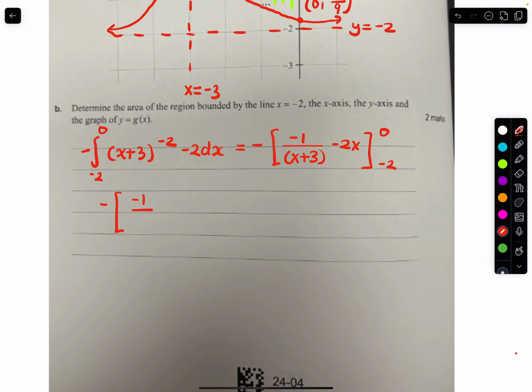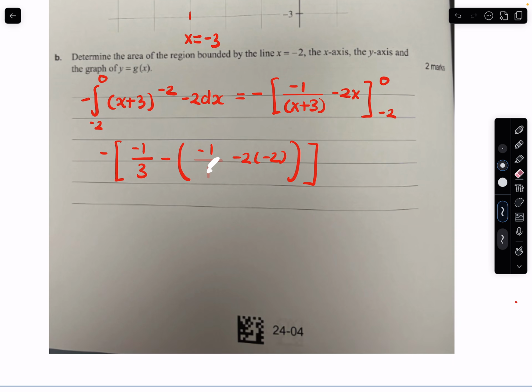So I'm going to start subbing in 0 first. So -1 over 3, and then you sub in 0 to the other one, which will be 0. Minus, and you sub in -2 now. So 3 minus 2 is 1. So it's 1, minus 2, -2. Close bracket. So this here will be just -1, this part here would be positive 4, and this will be basically 3. This will be 3. So we're nearly there.